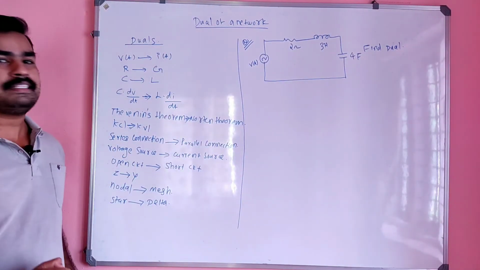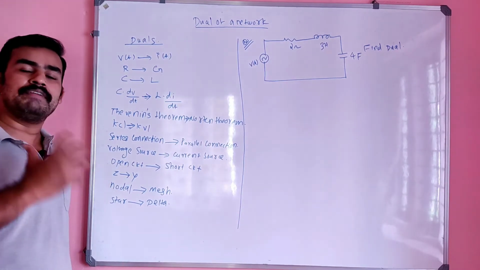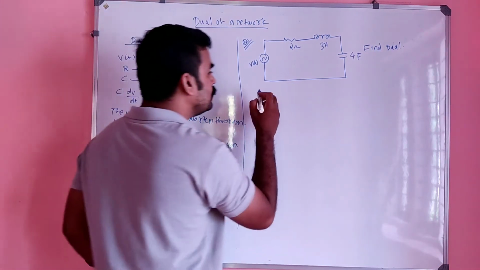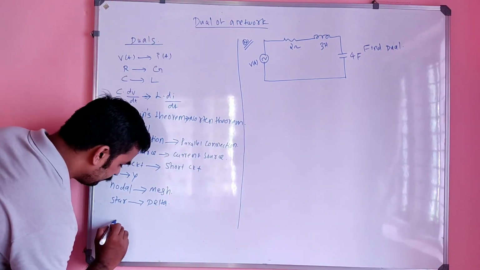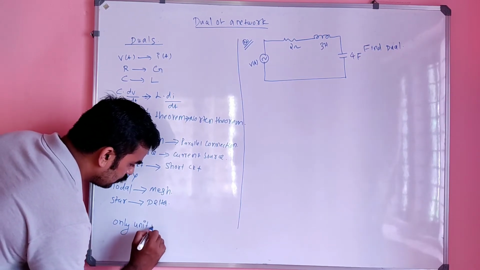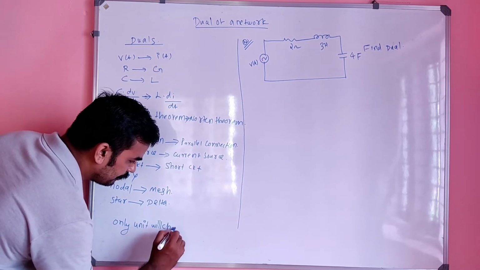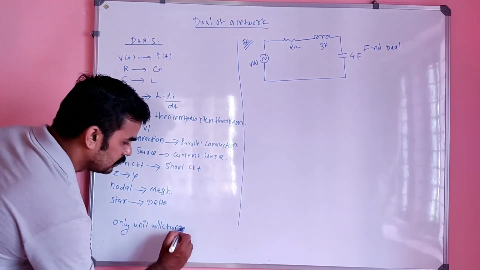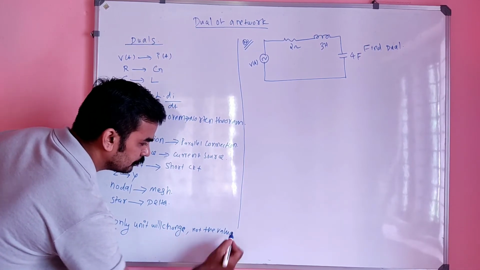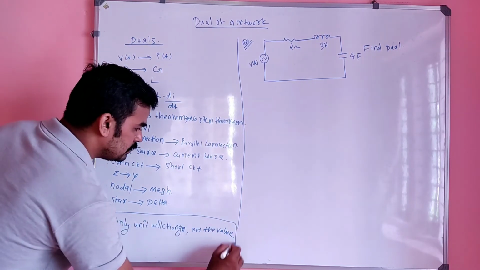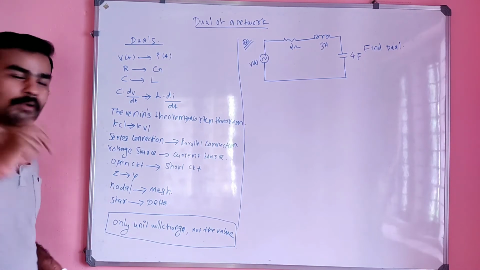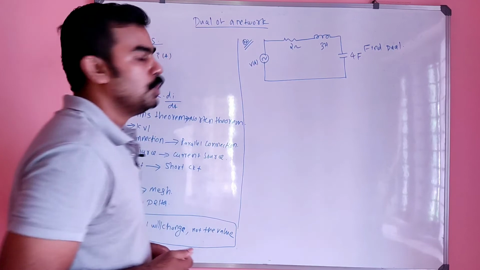But remember one thing, when you are making the dual of a certain network, only the unit will change, not the value. This is very, very important. Only unit will change, not the value. Okay, let's see what is the dual of this network.